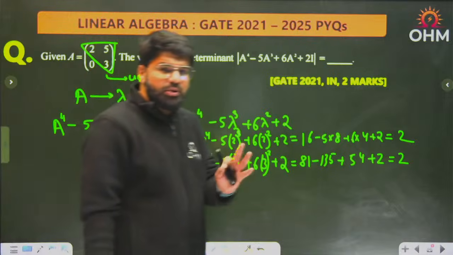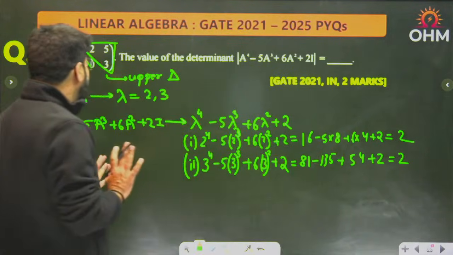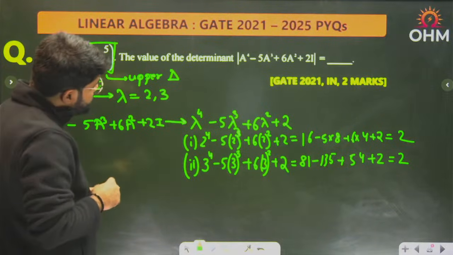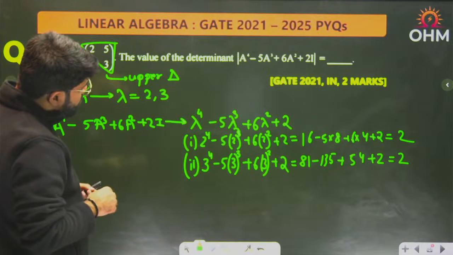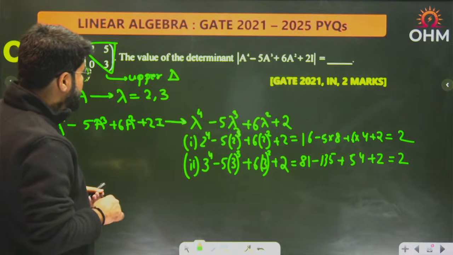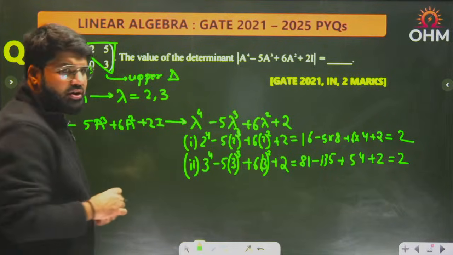It's a good question, but you should know the technique. Final answer for both: just tally the calculation once. What I have got is 2 each. The other one also looks fine: 2 cube is 8, 5 into 8 is 40, 6 into 4 is 24, plus 16, cancels. Yes, 2 each, correct?